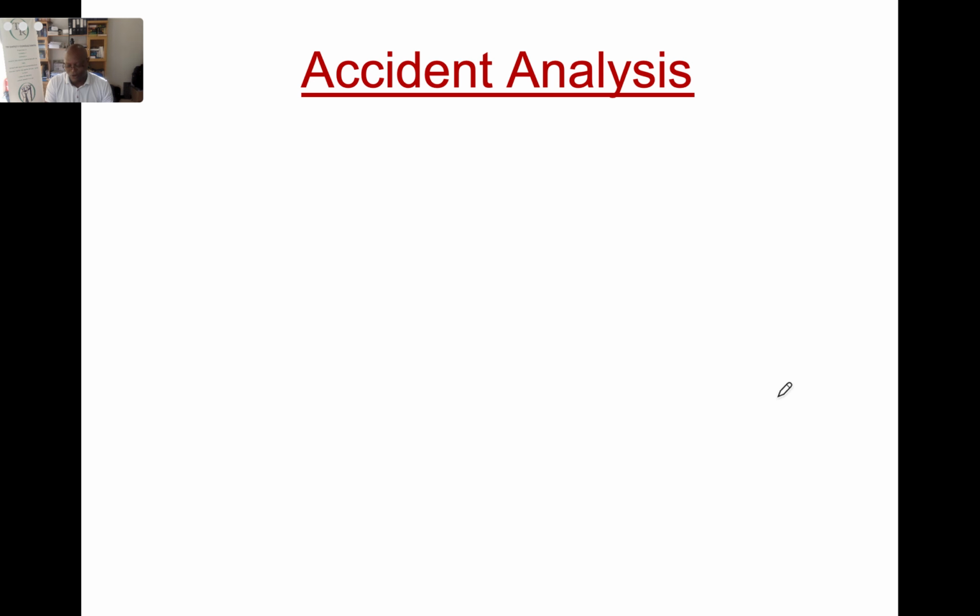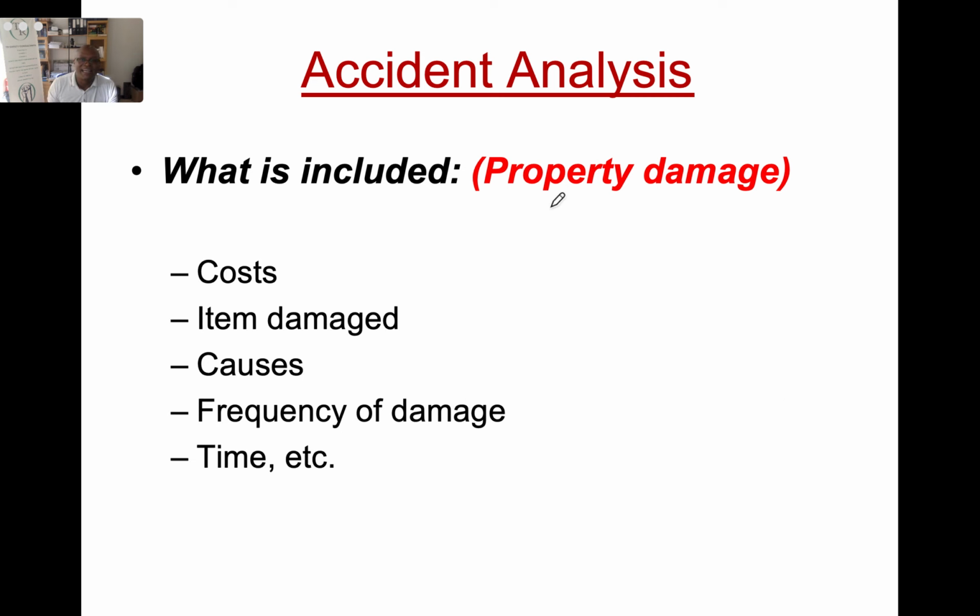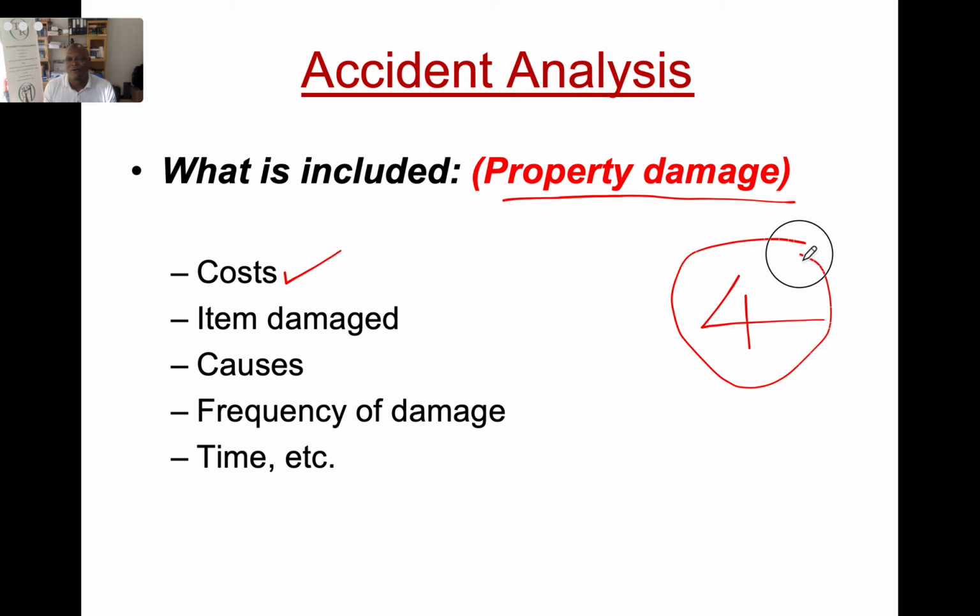Now, we go to the non-casualty accidents or property damage ones. Again, we've got a criterion that we use to analyze these kinds of accidents. What are those? Again, this is worth a good 4 marks that we must apply. The costs, the item that was damaged, the causes, the frequency of the damage, and the time. Even the day where it happened, you can also use the day where it happened. You can include that as well.